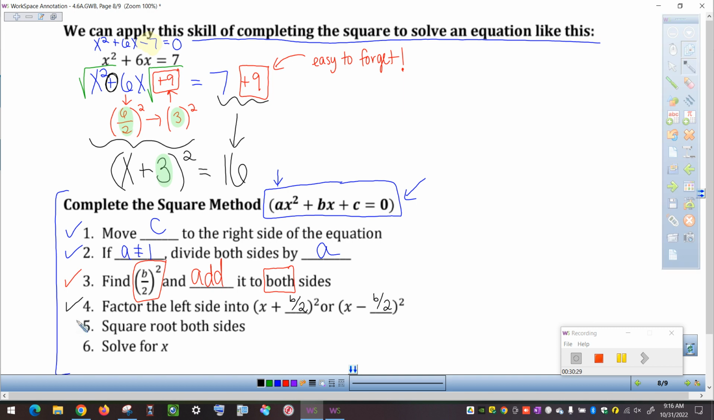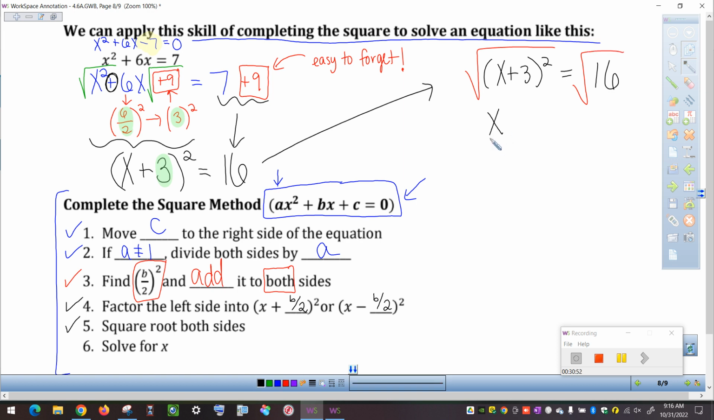All right, now we are ready to do the square root method. So we're going to finish up here with step 5, which is just to square root both sides. I had to rewrite mine over here because I ran out of space. But now this is just like the problems that we were doing earlier. So let's go ahead and do the square root on both sides.